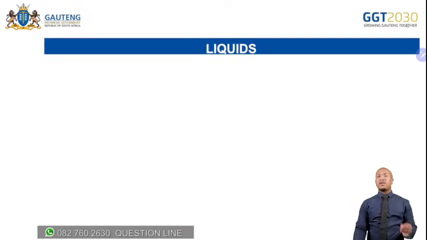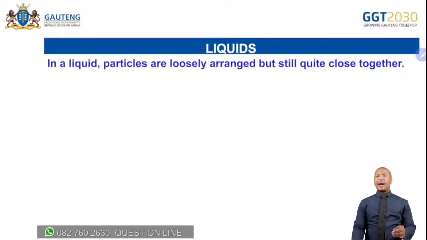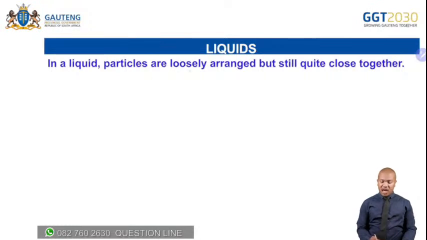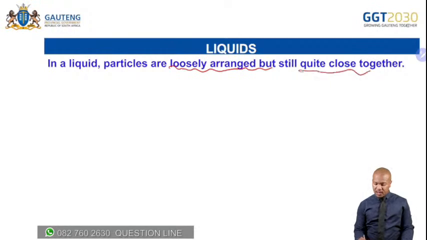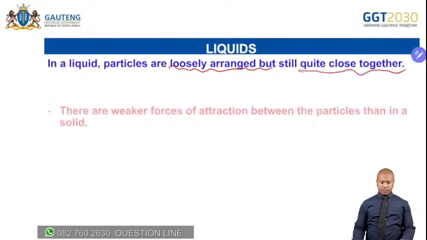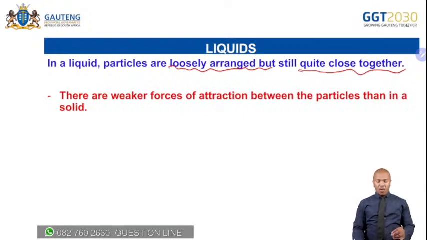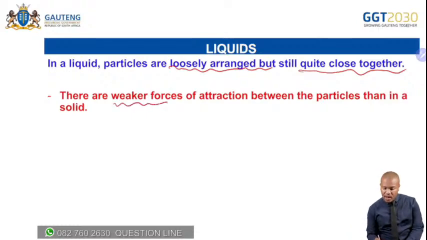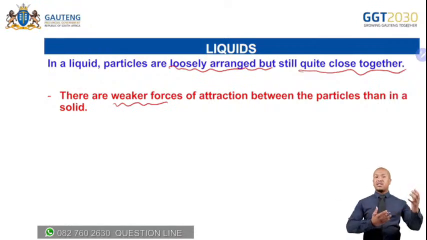Now let's talk about liquids. So liquid is a different state of matter as well, right? So in a liquid, the particles are loosely arranged, right? They are not tightly packed to each other. They are loosely arranged, but still quite close together, right? They are still quite close together. So now, meaning what? There are weaker forces of attraction between the particles than in a solid. So that weak force is the one that allows for the movement of particles freely.